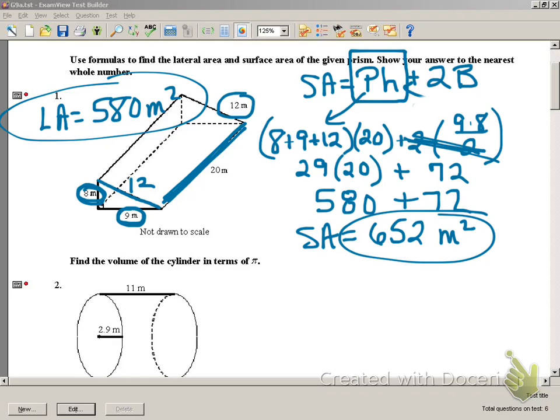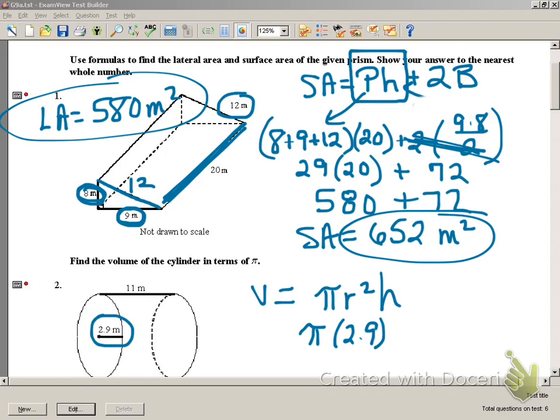Number 2, it says find the volume of the cylinder in terms of pi. Now, a cylinder, the volume equals the area of the base times the height. So it's going to be pi r squared h, because we're talking about volume. The radius is 2.9. That's 2.9, not 29. So it's going to be pi times 2.9 squared times 11, which is the height.